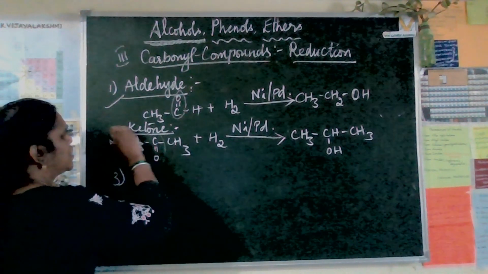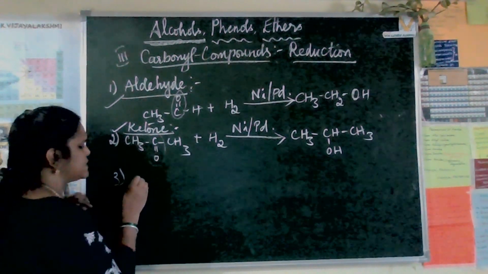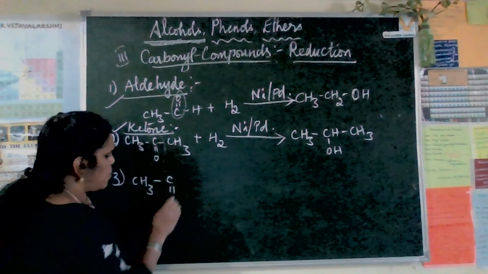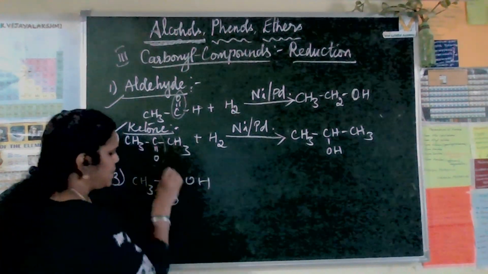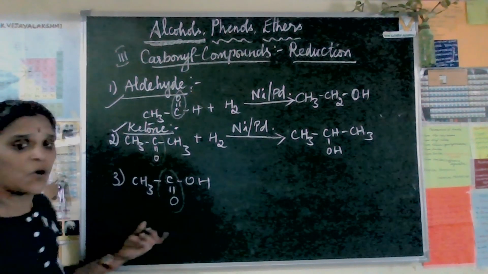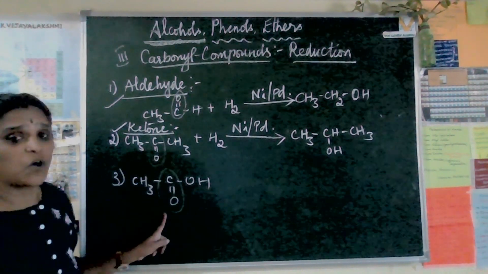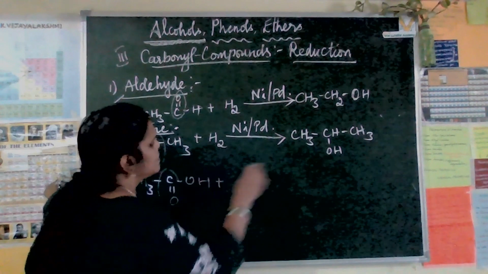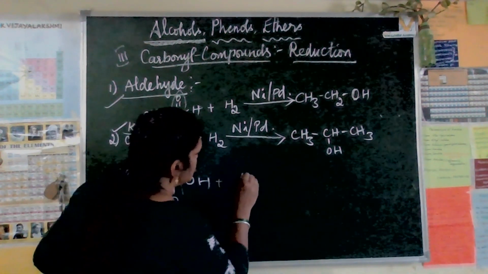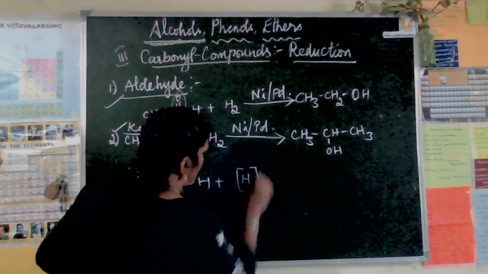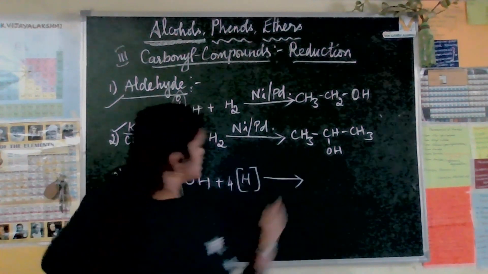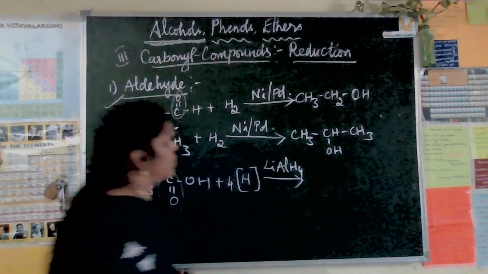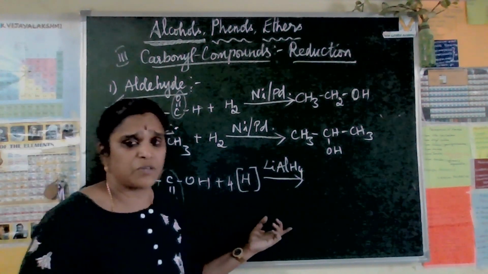Okay, now the third one, what it is? Aldehyde we finished, ketone we finished, carboxylic acid. So carboxylic acid, CH3, C double bond O, OH. See, purposely I just mentioned C double bond O. Wherever C double bond O comes, that is carbonyl compounds, and it reacts with reduction reagent only. So here I just put it this way: hydrogen in the presence of lithium aluminum hydride. Anything you can take.